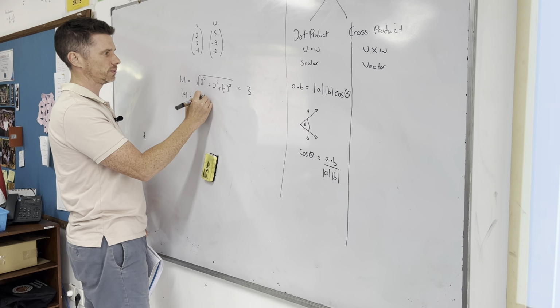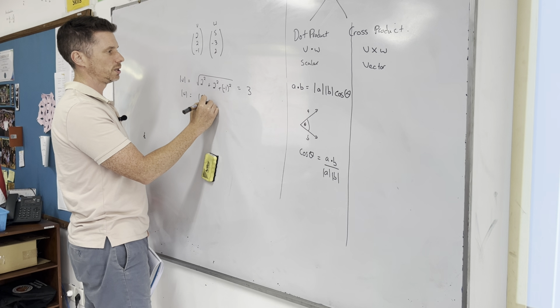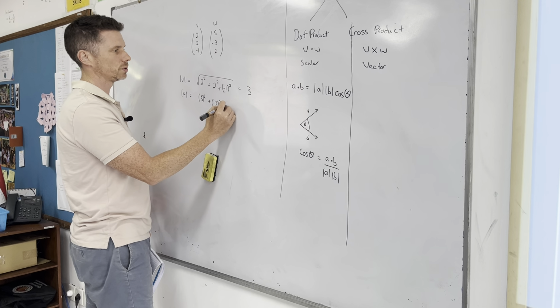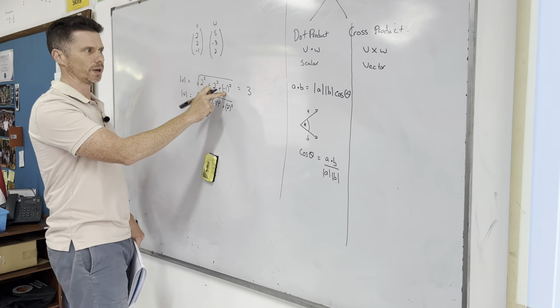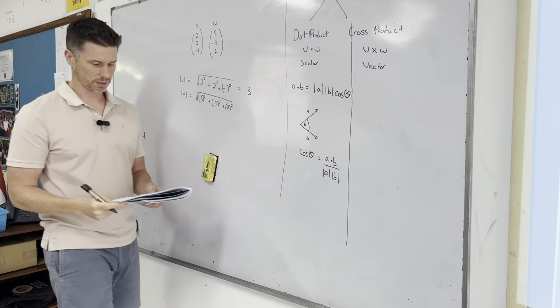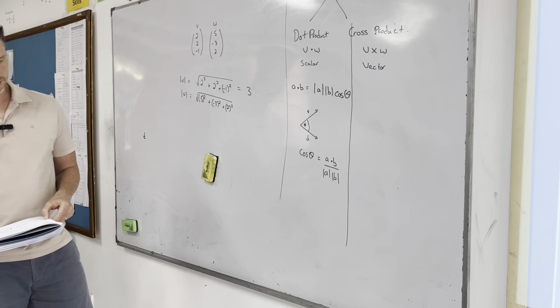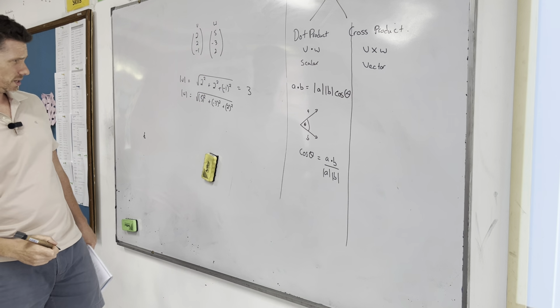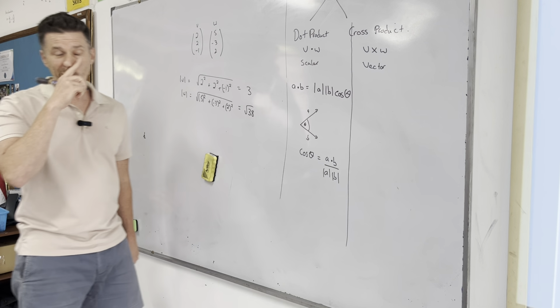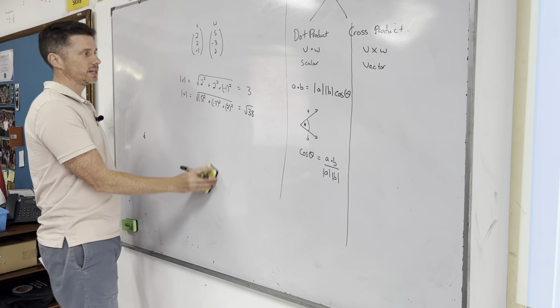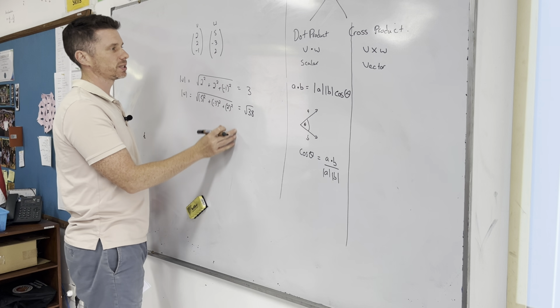And what's the magnitude of W then? Not quite as nice. 5 squared plus minus 3 squared, plus 2 squared. Is it not root 7? Minus 1 squared is positive 1. I think I have 38 here. Root 38, is it? Okay. So that is the magnitude of both those vectors.